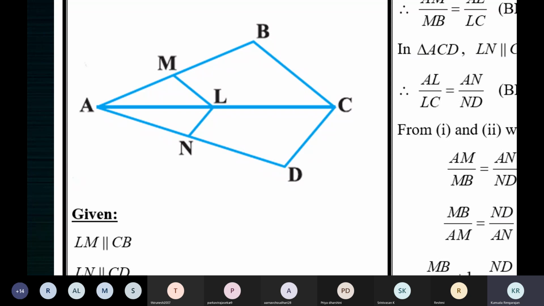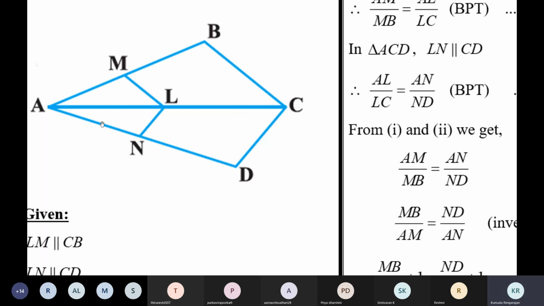Which are the other two sides? AD and AC, ma'am. Which are the points that divide AC and AD? L and N, ma'am. L divides AC, N divides AD in some ratio. Now these ratios are equal. So AL by LC is equal to AN by ND. So now we have two ratios.